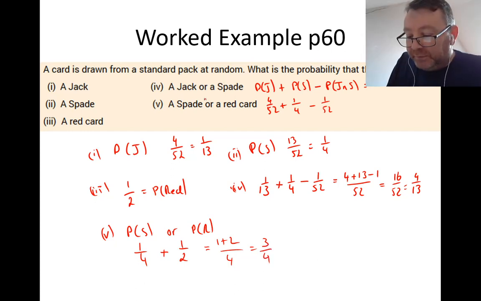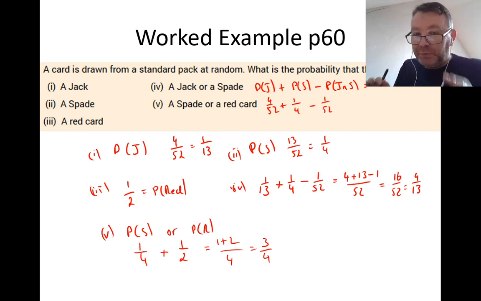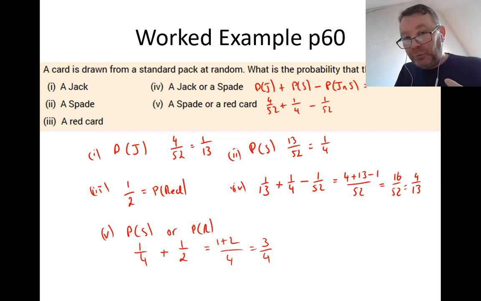So I'll talk about that later on, about this overlap with the jack and the spade, because they would be called mutually exclusive events. If they're mutually exclusive, it means they cannot happen together. If they're not mutually exclusive, the chances are they can happen together. So for example, what's the probability of getting a king or a heart? Work out the probability of a king, and work out the probability of a heart.